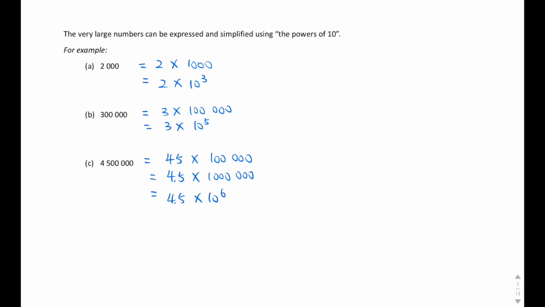And for part B, this is 3 times 100,000. So this is 3 times 10 to the power of 5. Part C, this is 45 times 100,000, or you can write 4.5 times 1 million. So this is 4.5 times 10 to the power of 6.